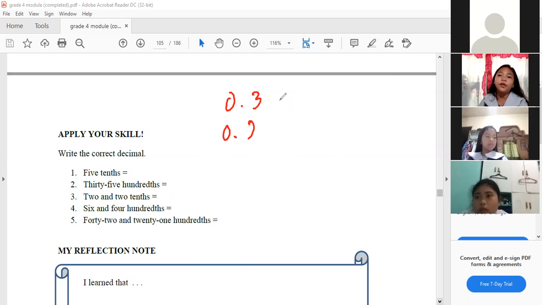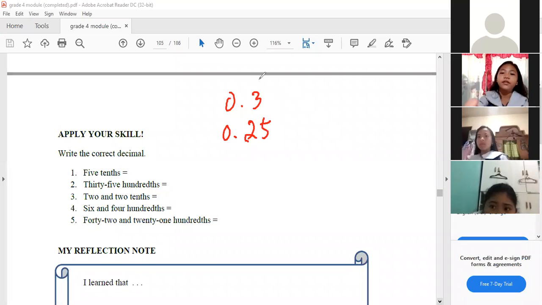Which is greater? 0.3. Why? Add a 0. That's all it is, okay?